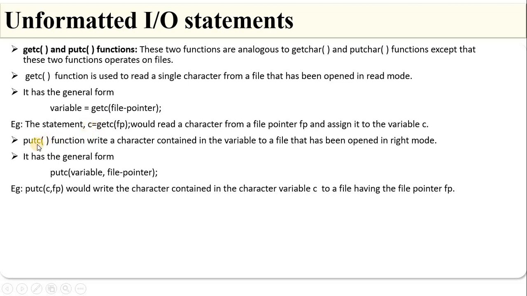And there is putC. It will write a character onto the file. The general form is putC(variable, file pointer). An example is putC(c, fp). With this file pointer, you are putting the character c into the file. Fine.